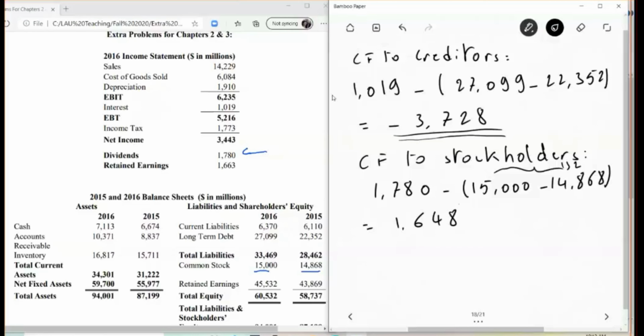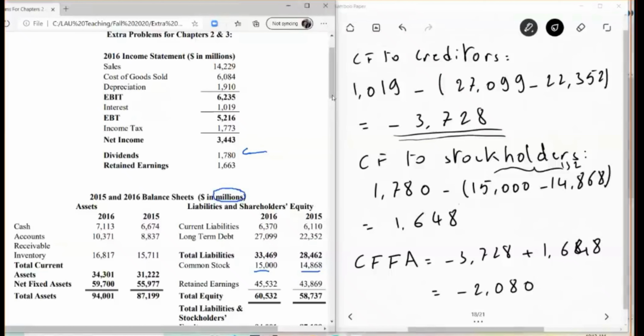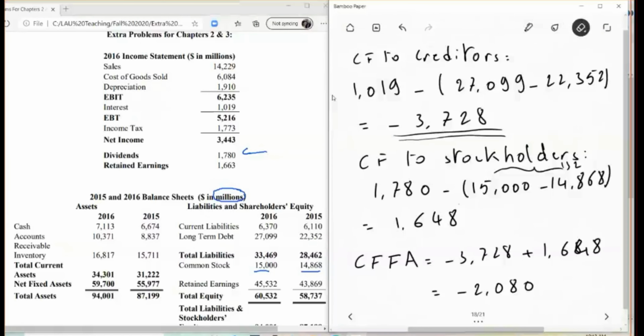Now I can compute the cash flow from assets. The cash flow from assets equals cash flow to creditors plus the cash flow to stockholders. And the answer is around minus $2 billion. Now remember, all the values in the financial statements are in millions of dollars, so the value I'm getting is around minus $2 billion. So this is using the first approach.